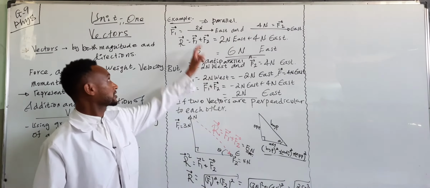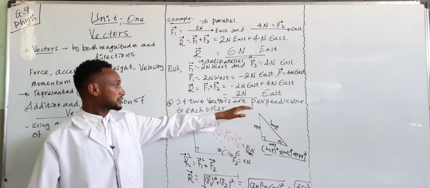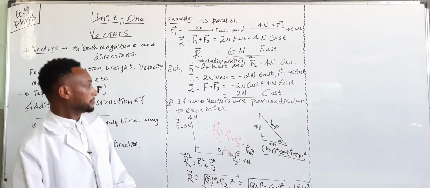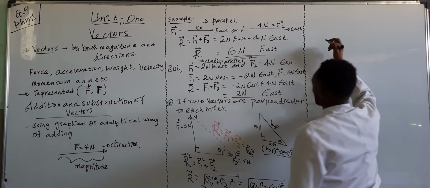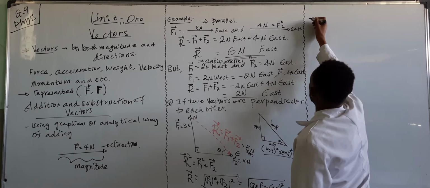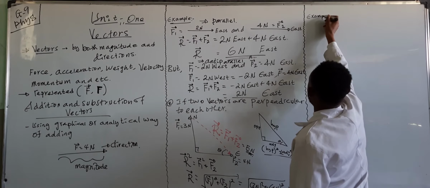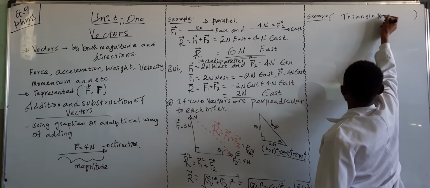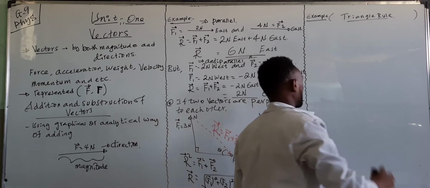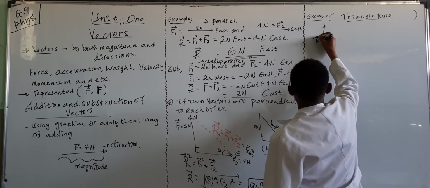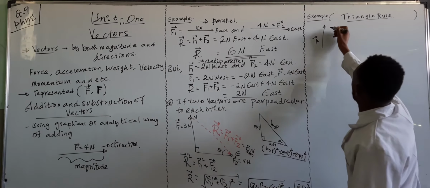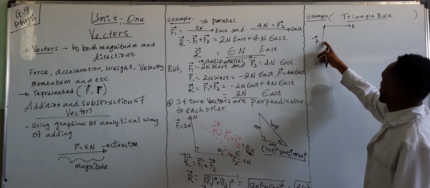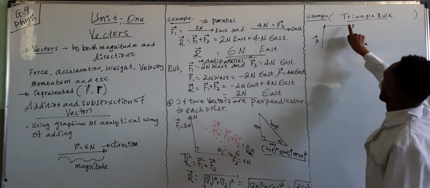If they are not parallel, not anti-parallel, and not perpendicular to each other, you can use the triangle rule and the parallelogram rule to add two vectors to each other. Assume, for example, adding two vectors by using the triangle rule. Take that if this one is a vector A and this one is a vector B, vector A has this magnitude and this direction, and vector B has this magnitude and this direction.